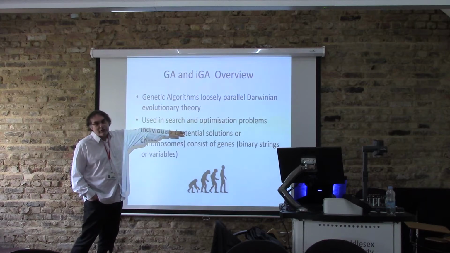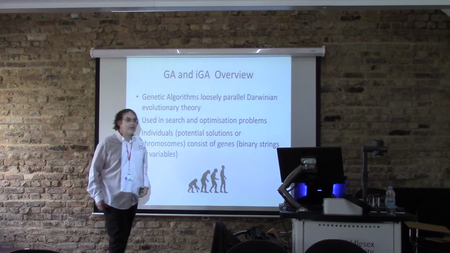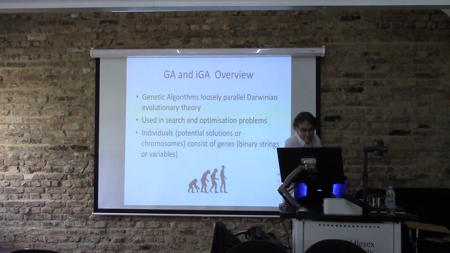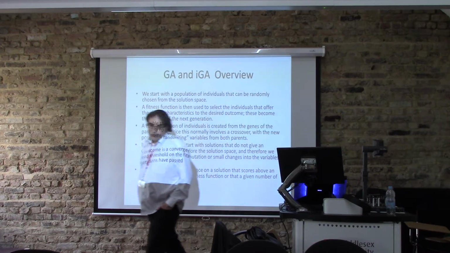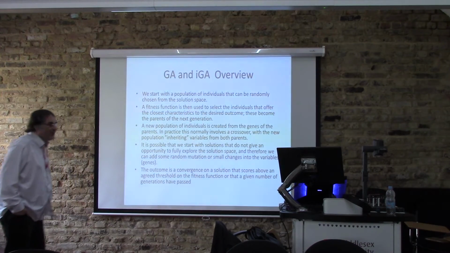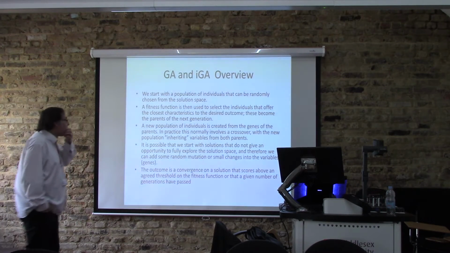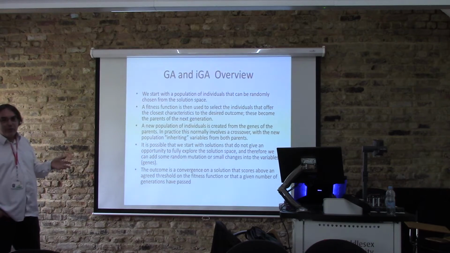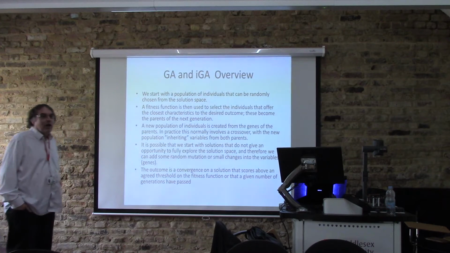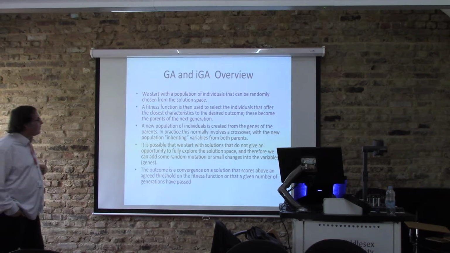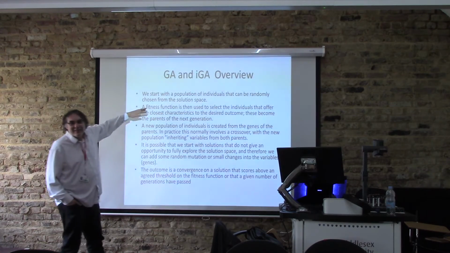These possible solutions, or sets of variables, are the individuals, and they consist of genes, which are the binary strings. The actual variables themselves are genetic material. The starting point is some sort of random population of individuals, a whole load of strings of bits or variables. Then you have the fitness function, which determines whether or not the individual is going to survive. Is it suitable for the purpose or not? I'm going to revisit exactly what this fitness function is and the implications for it later on.